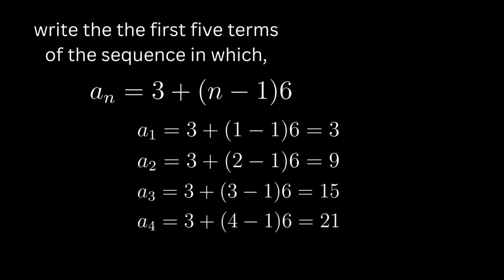a_4 equals 3 plus the quantity 4 minus 1 times 6, which is equal to 21. a_5 equals 3 plus the quantity 5 minus 1 times 6, which is equal to 27. Notice that a_n equals 3 plus the quantity n minus 1 times 6 gives the general term of an arithmetic sequence with first term 3 and common difference 6, because each term after the first is 6 more than the previous term. The first 5 terms that we found are correct.